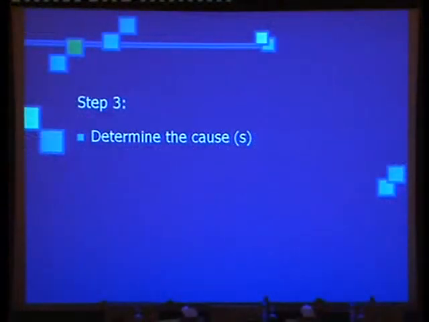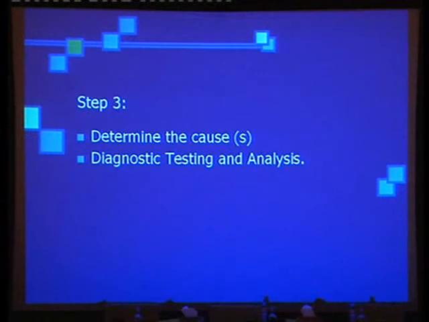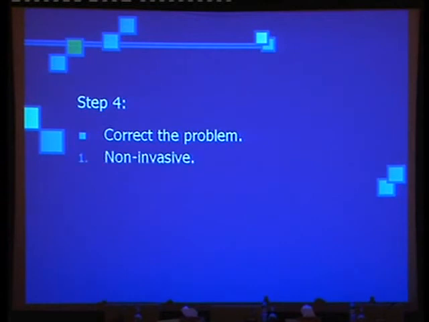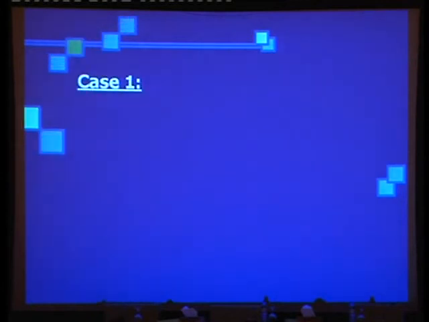Step number 3, determine the causes. Diagnostic testing and analyzing. And after that, we come to correct the problems. Corrections of the problems can be non-invasive by programming, or can be invasive by implantation or adjusting the lead. Maybe the lead dislodged and it needs to be adjusted by the physician, or maybe the header of the lead is not working properly. This can be invasive, as I mentioned.